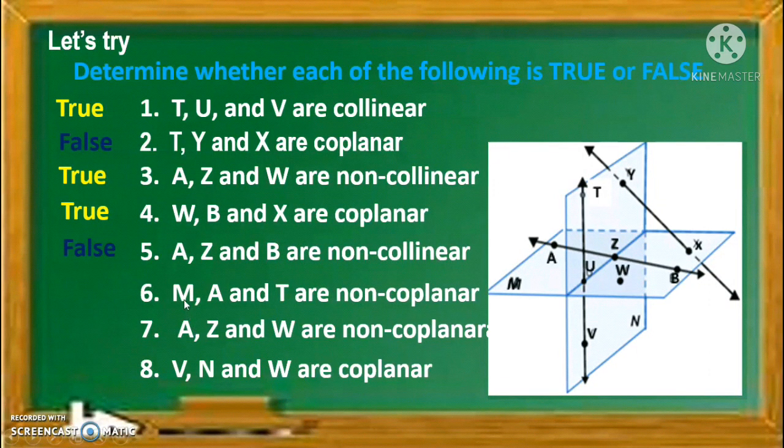Next is M, A, and T are non-coplanar. Non-coplanar, that is true. Hindi sila coplanar. Next, A, Z, and W are non-coplanar. That is false. They lie on the same plane. Last one, V, N, and W are coplanar. And that is true. So if you got perfect, congratulations.